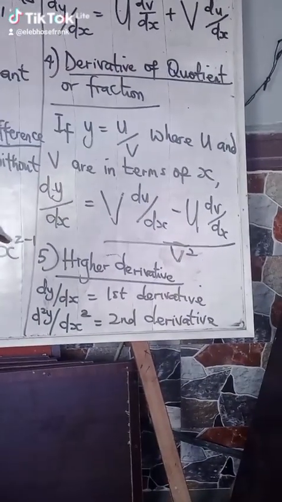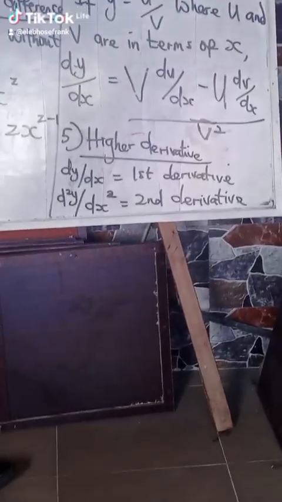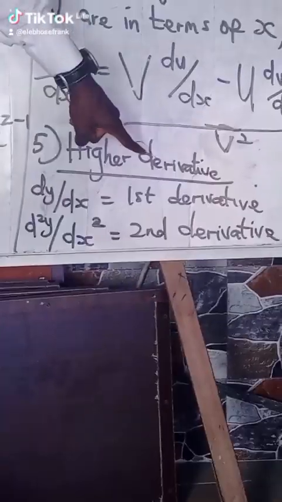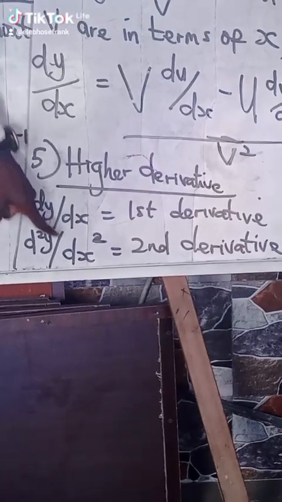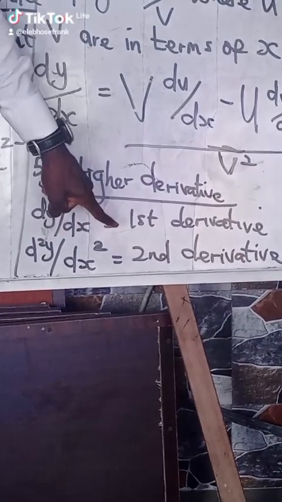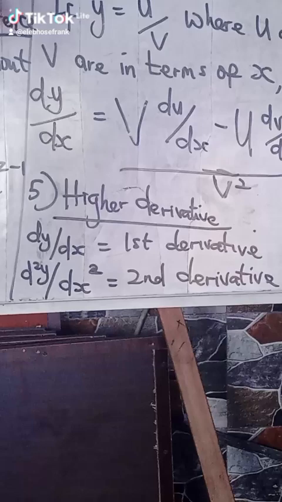Okay? And then the fifth one I have here is higher derivative. Now, dy dx is normally called the first order derivative. Then d square y over dx square, as you can see here, is called the second order derivative.